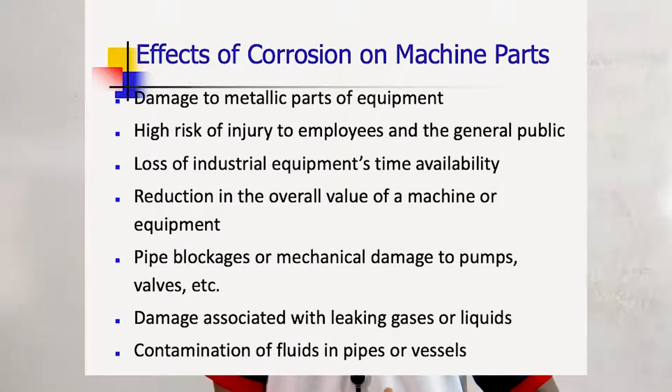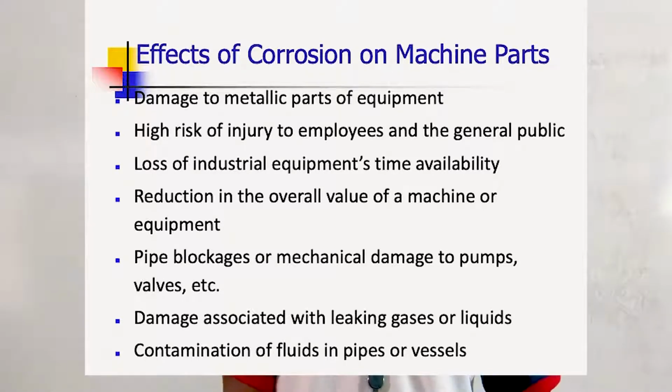The third one is the loss of industrial equipment's time availability. When there's a failure or a breakdown, definitely that machine will not be available, either in part or as a whole. In part, depending on the part of the machine that has failed, and as a whole, if the scale of the failure or the criticality of the component that has failed is of the type that will warrant shutting down of the entire equipment, then we have a situation where we have a loss of availability in terms of time.